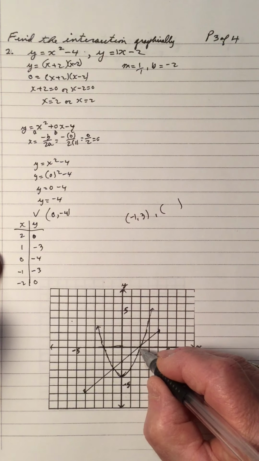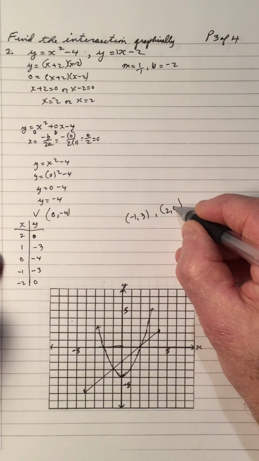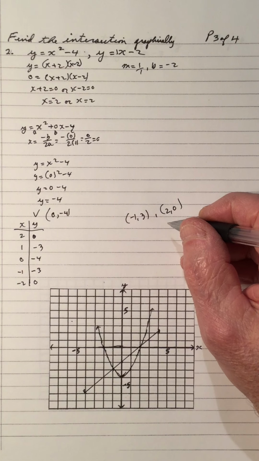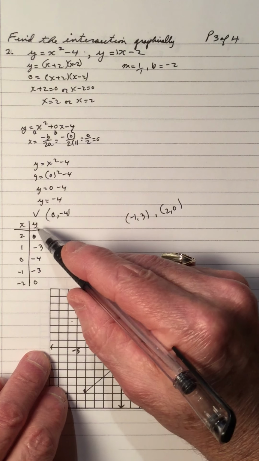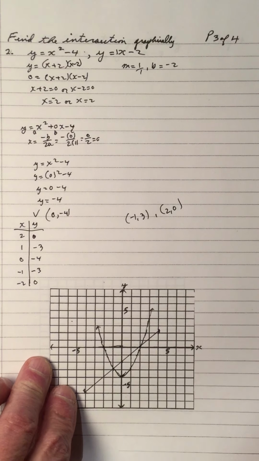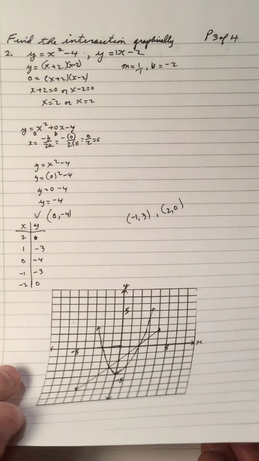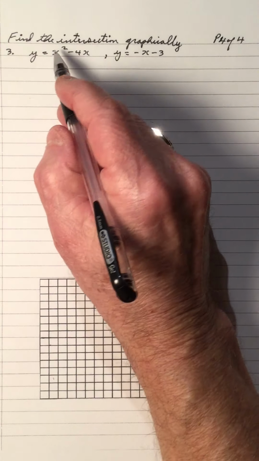And the other point of intersection, x is 2, y is 0. So there's 2 points of intersection where the line cuts the parabola. And again, to find it, I had to do the table of values. So you've got to do some work on the graphing, but you need a table of values to make sure. You just can't do the x-intercepts and the y-intercepts. You've got to get the vertex and probably do a table of values.